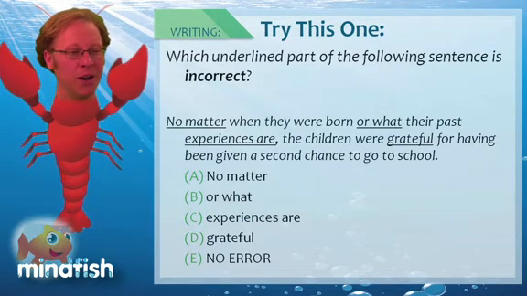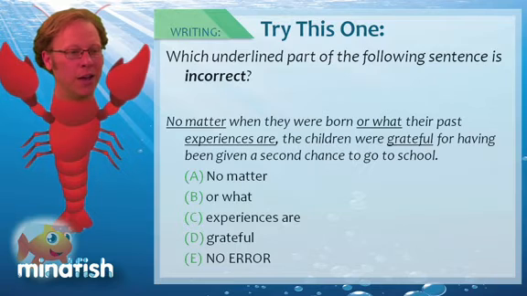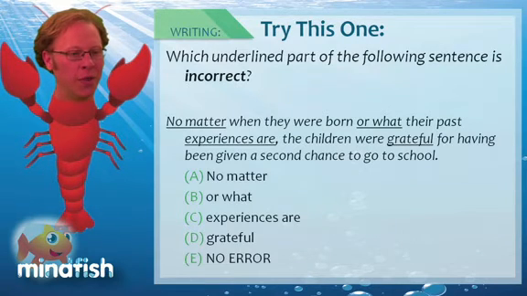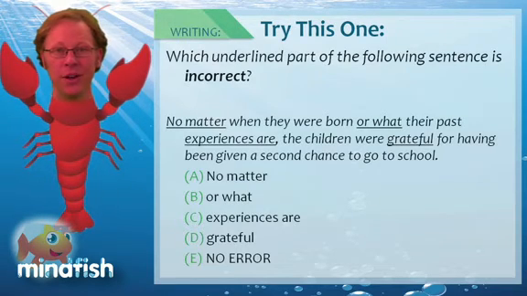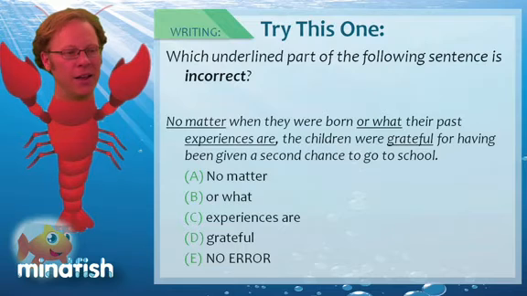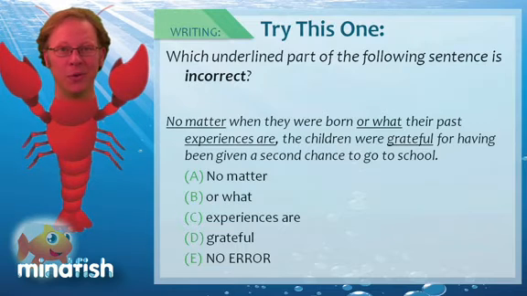Let's go on to another example. In this one, we're trying to find the part that is wrong. No matter when they were born or what their past experiences are, the children were grateful for having been given a second chance to go to school. The answer here is C. The verb are should be replaced with were.